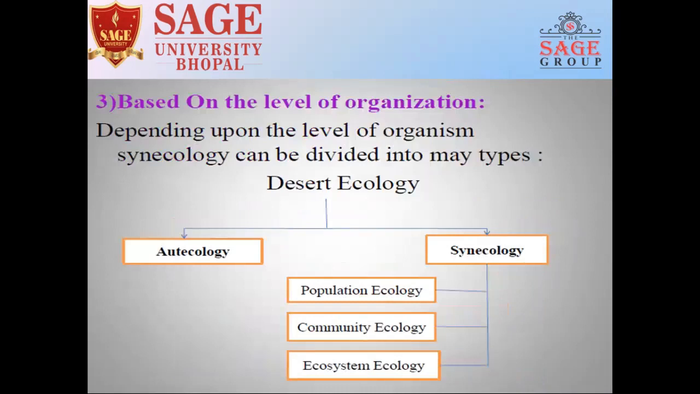Based on the level of organization, ecology is classified under two heads, autoecology and synecology. Synecology is further classified into population ecology, community ecology, ecosystem ecology.